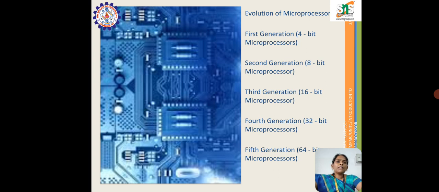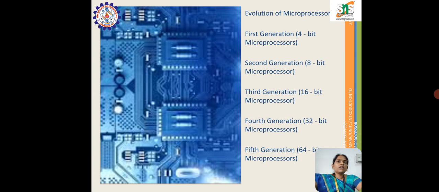Let's see the evolution of the microprocessor. The first generation is the 4-bit processor, for example the Intel 4004, Intel 8008 and Motorola 6800. These are the early microprocessors, which are very simple with limited capabilities compared with modern processors. They were mainly used in calculators, personal computers, and also in embedded systems.